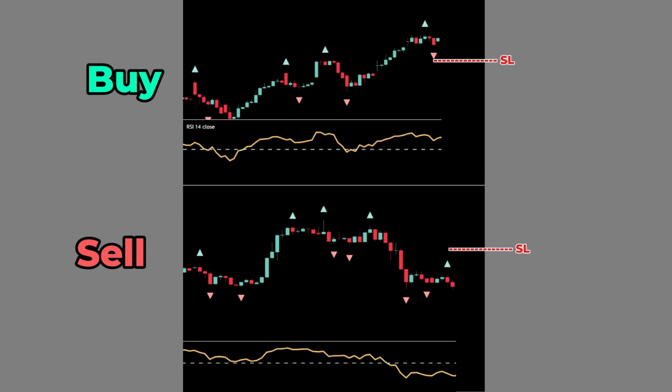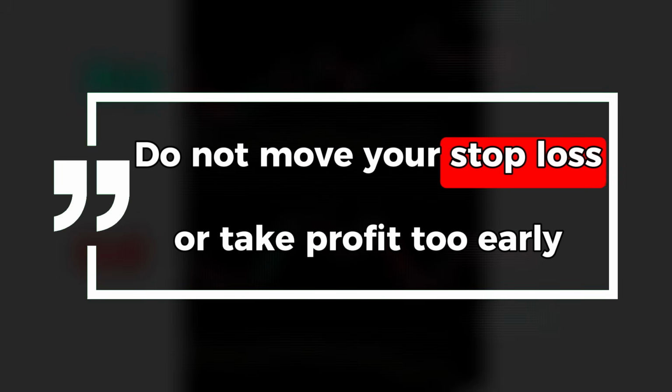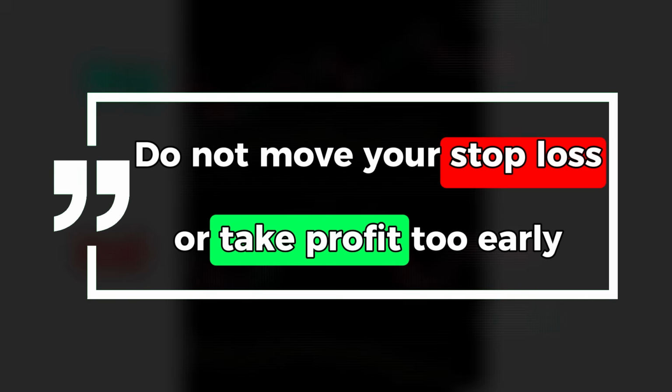For take profit, set it at twice your stop loss distance. For example, if your stop loss is 10 pips, your take profit should be 20 pips. This risk-to-reward ratio ensures that even a few winning trades can cover several small losses. And most importantly, don't move your stop loss or take profit too early. Sticking to the plan is what makes the strategy effective.